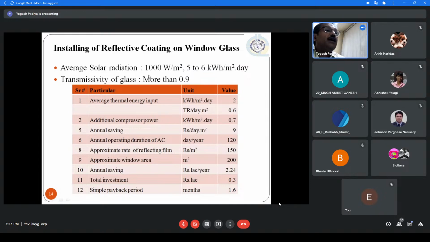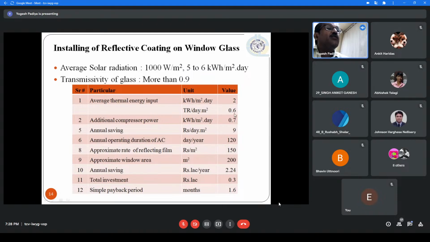Suppose you know that the average solar radiation is 1000 watt per meter square. It means that if you have a window of 1 meter square area, 1 by 1, then through that 1000 watt load will be added through sun. Now, you know that this sun intensity is varying over the day. So I say that 2 kilowatt hours per day will be added from sun.